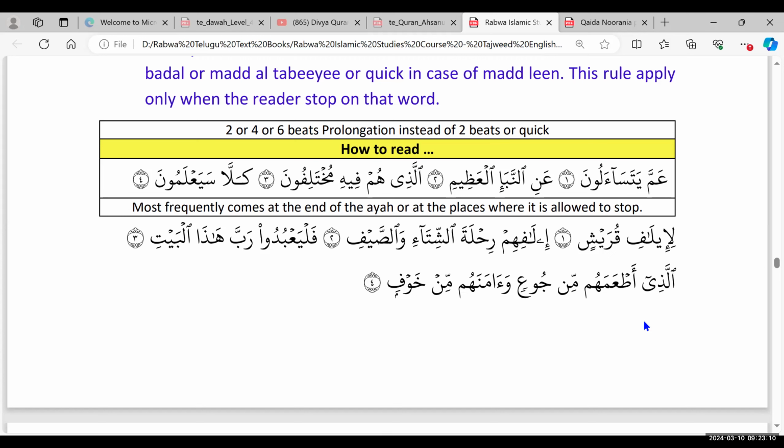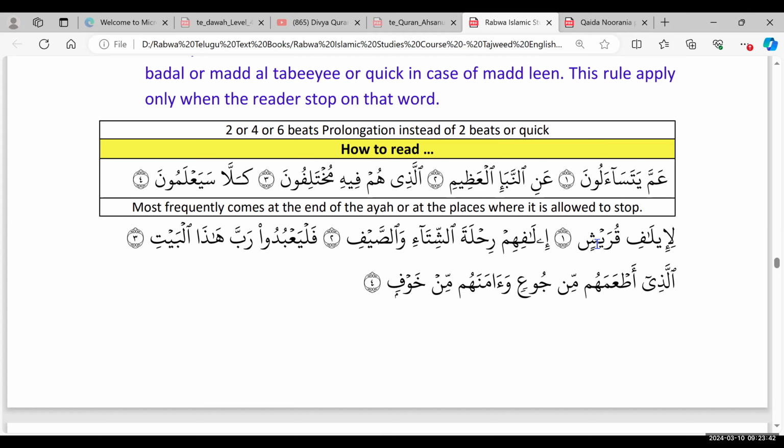Bismillahir Rahmanir Rahim. Li'ilafi Quraysh. Actually, Quraysh is a leen without prolongation, but now it became part of the Mad Arid lil Sukoon because of its position. The position is the last word of the last ayah. So here we have to make it 2 units or 4 units or 6 units prolongation. This is quite opposite to the nature of the leen.